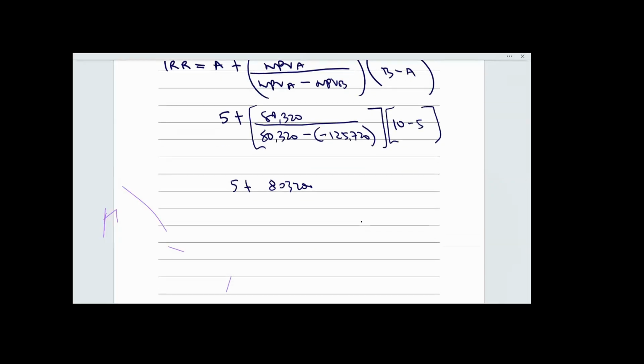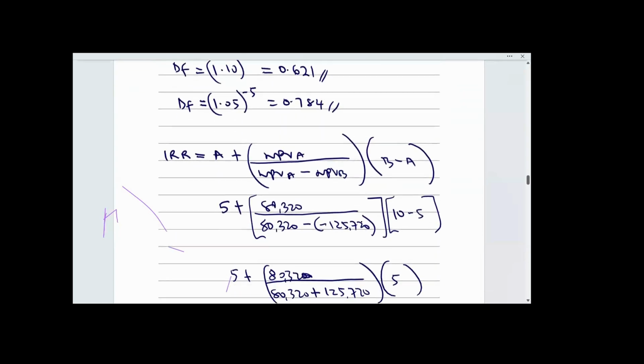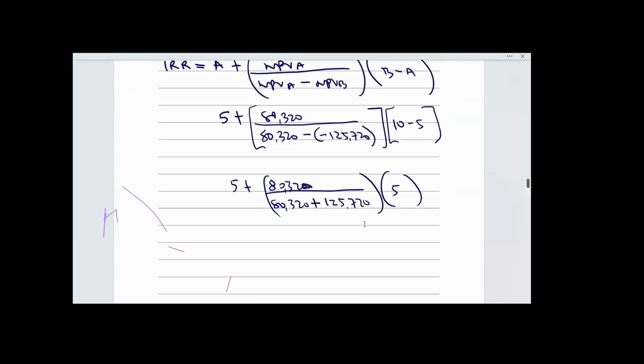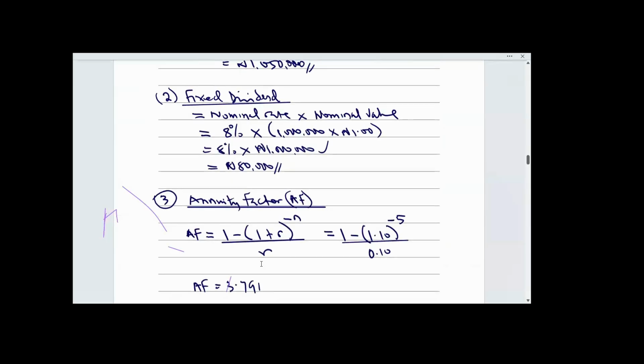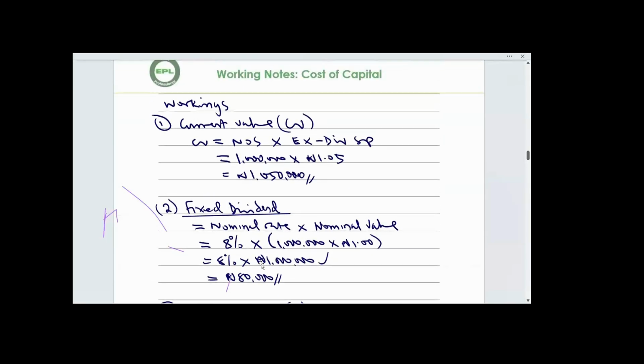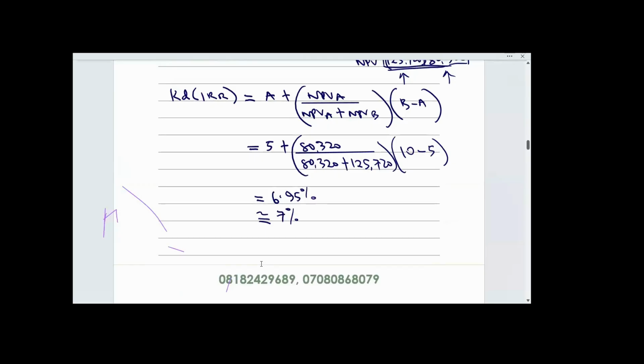All right. So 80,320 divided by 80,320 plus, since minus times minus gives us positive, 125,720. 10 minus 5 will give us 5. This is what I've done previously. So ordinarily, minus times minus will turn to positive. That's why I don't put negative there. Do you understand now, Rose? Yes, I do. So that's it. Thank you. You are welcome.